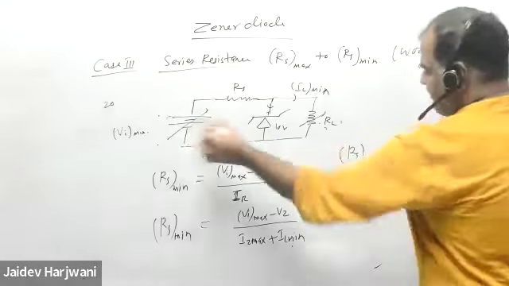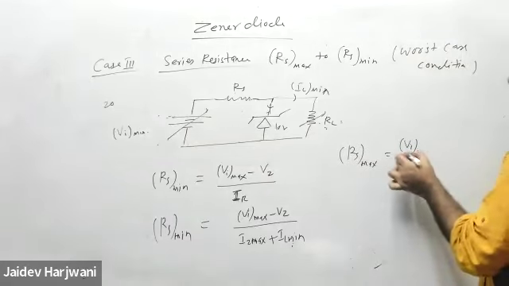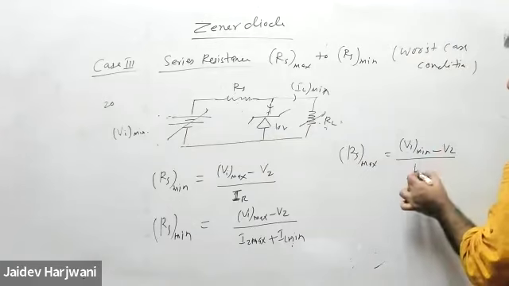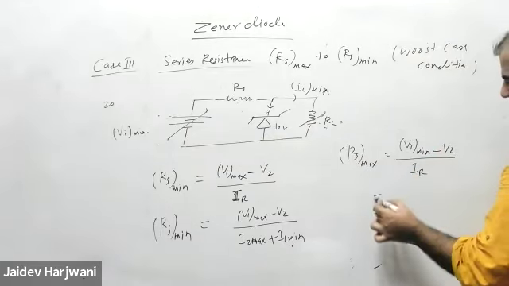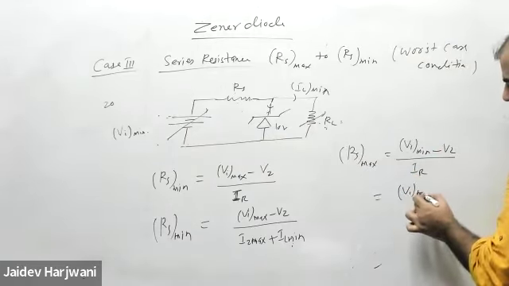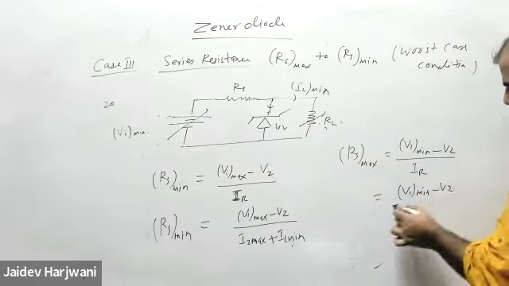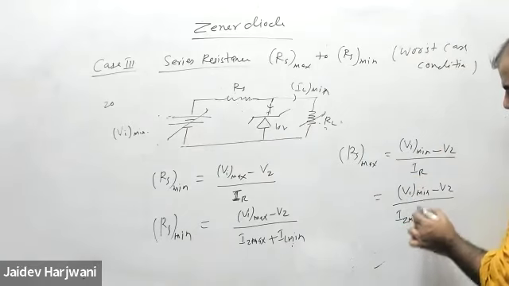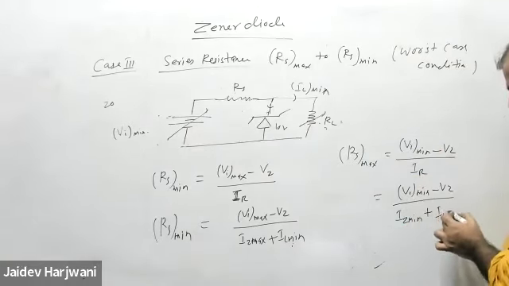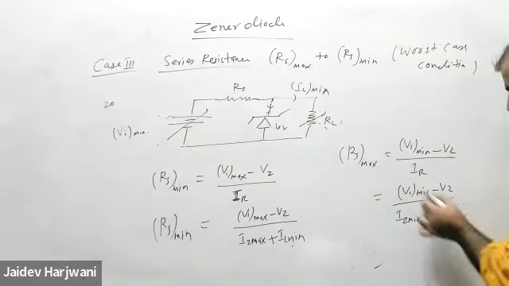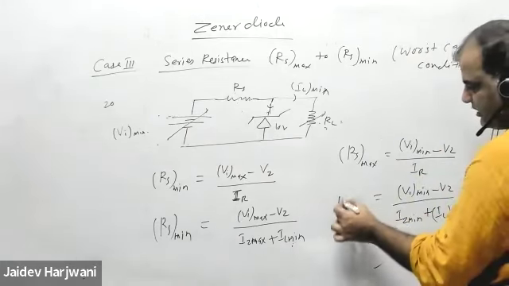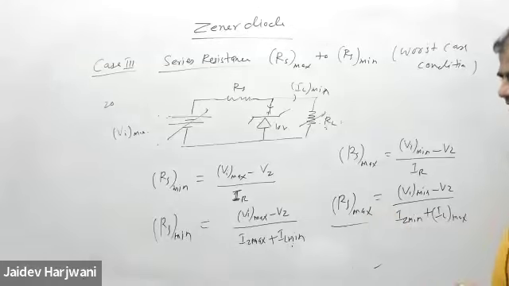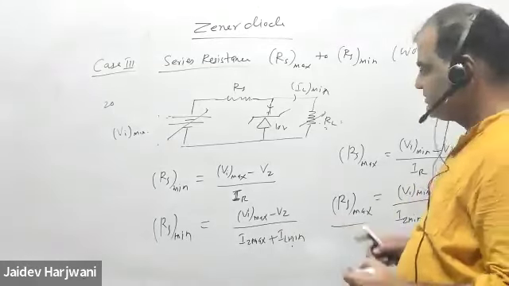So now I can find the value of RS max. I'll take VI minimum minus VZ, and here IR. And for IR I will take IZ minimum plus IL max. This will be given in the question. IL range will be given. So by using these two formulas, you can find the values of RS minimum and RS max.